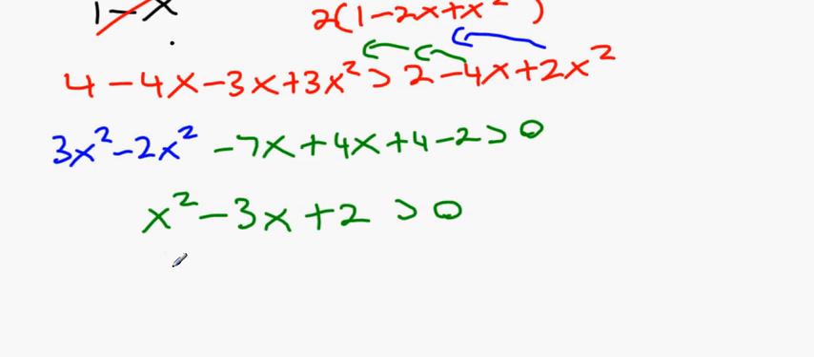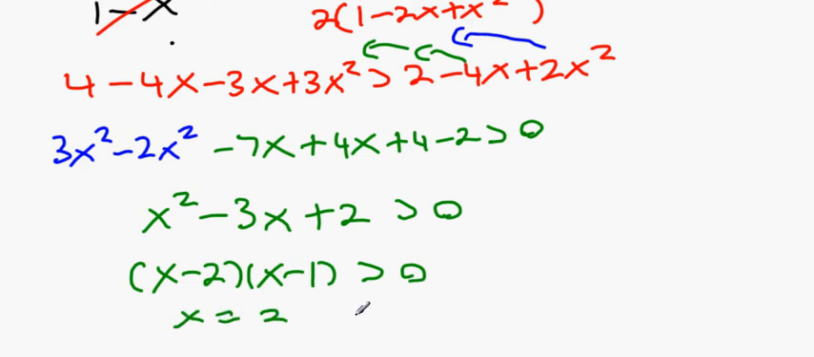Factorize this, and what we should get is (x minus 2)(x minus 1) greater than 0, x equals 2, x equals 1. Or the missing step there being x minus 2 equal to 0, bring the 2 over, x minus 1 equal to 0, bring the 1 over.